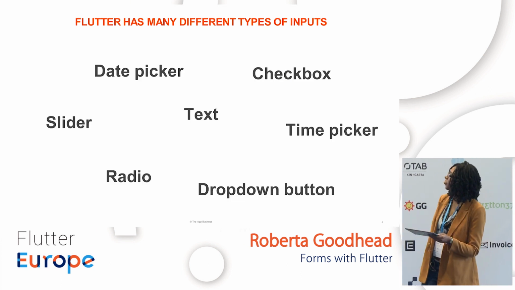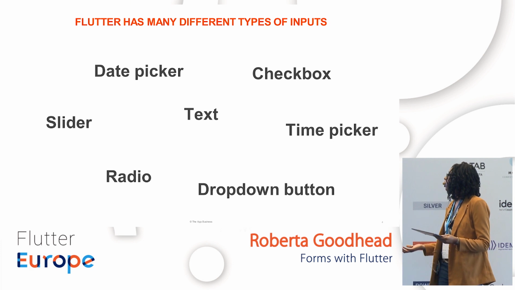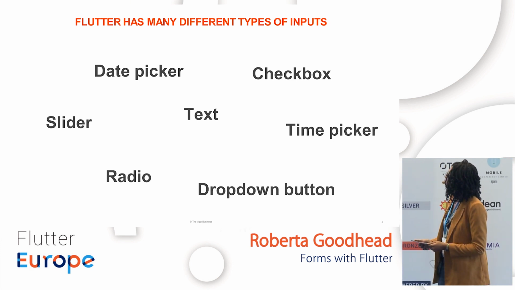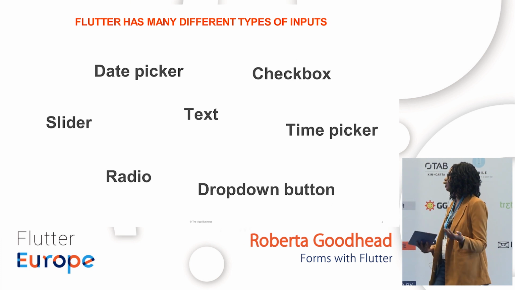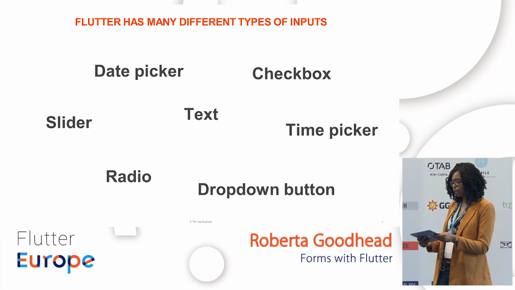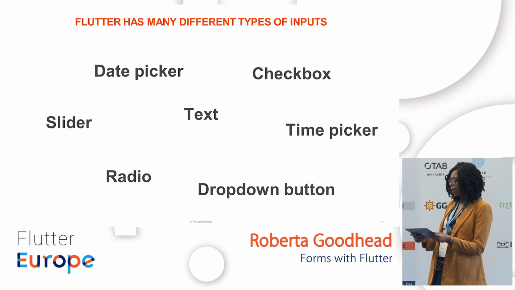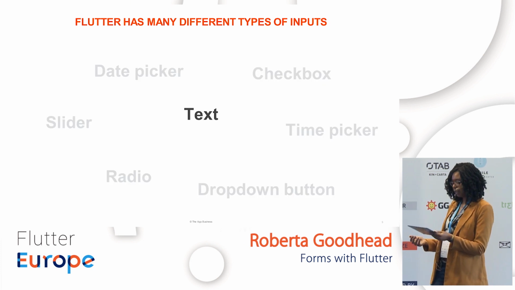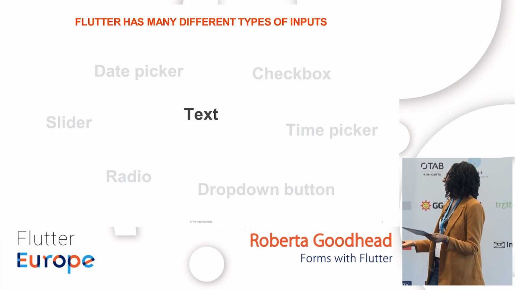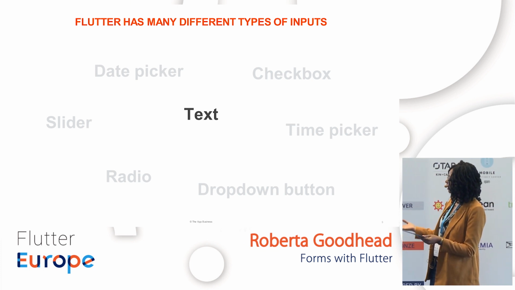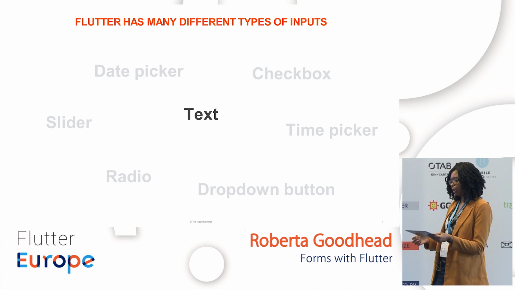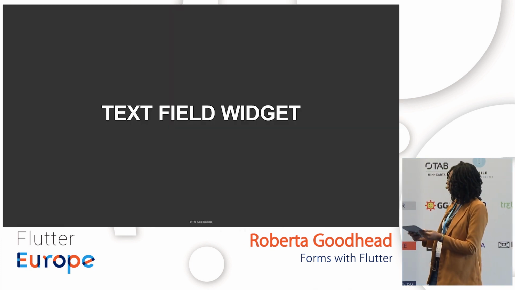So, Flutter has many different types of inputs built in already. So date picker, checkbox, slider, text, time picker, radio, drop-down button, amongst others. For the time being, we're going to focus on text. So just to understand a little bit about how forms work, we're just going to start off talking about text, and then we're going to move on to custom widgets. So, text field widget.